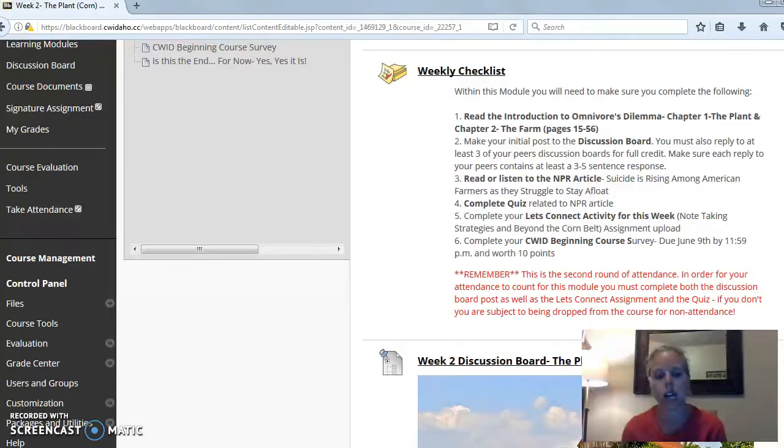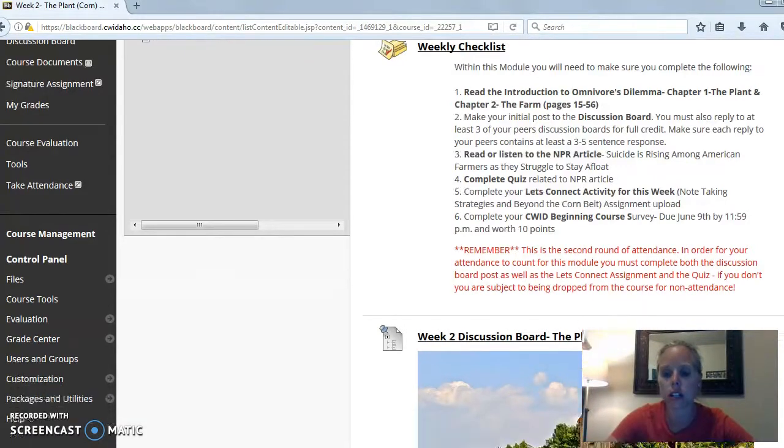We do move through the chapters, I wouldn't say really fast. I do spread it out between the 15 weeks, but it ends up being about 40 pages a week that we are covering. So in this second module, you'll be reading chapters 1 and 2. Unit 1 is actually all about corn. This really talks about corn as the plant and the history behind it, as well as how corn is produced. And then you'll read chapter 2, which is all encompassing about the farm. So make sure that you read those chapters first, and then you'll want to go into your discussion board post.